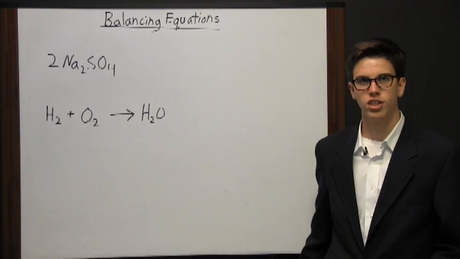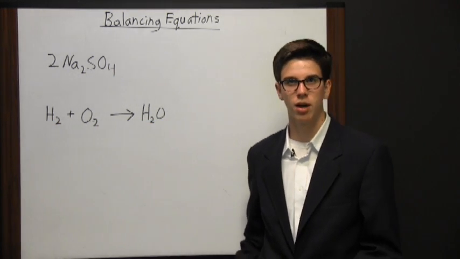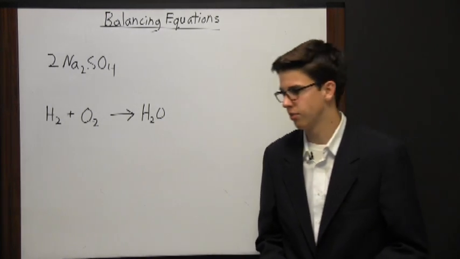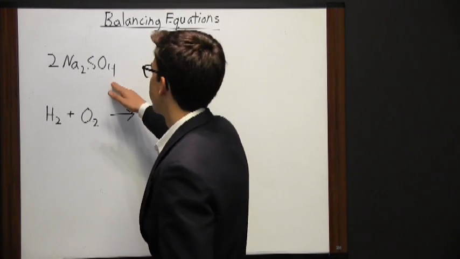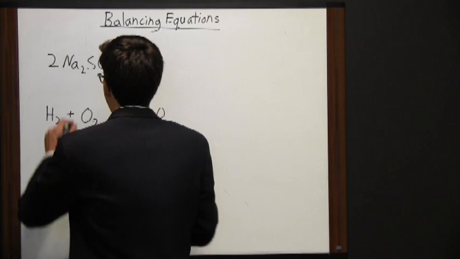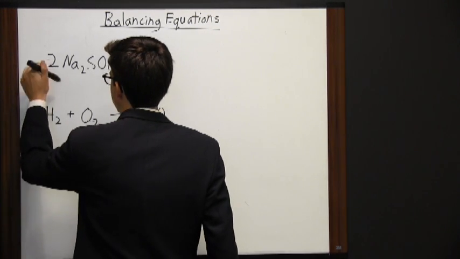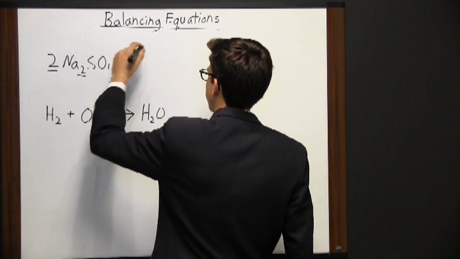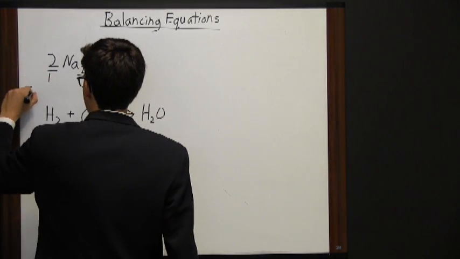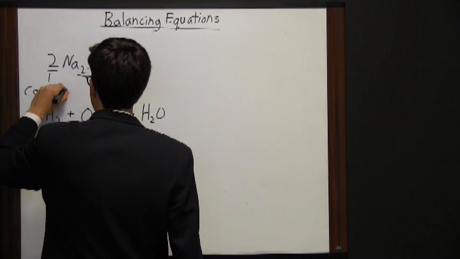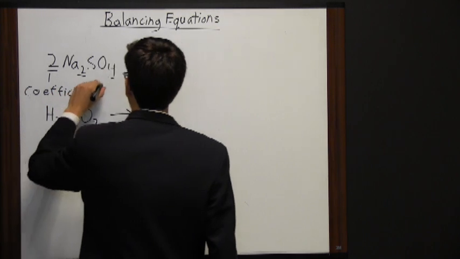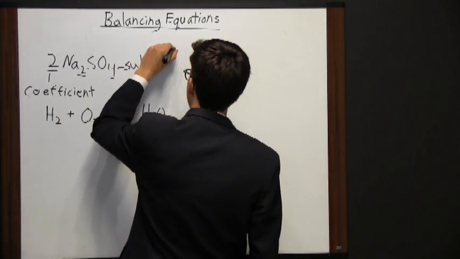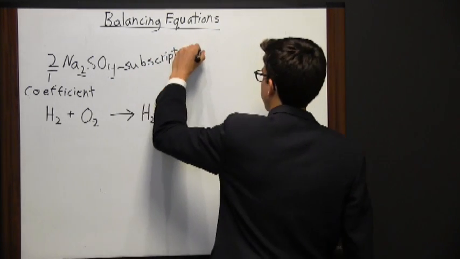In a chemical equation, it is necessary to have the same number of atoms for each element on each side of the equation. So right here, we have a salt. And so we have 3 numbers here. We have a big 2, a smaller 2, and a smaller 4. And so this big 2 right here is called a coefficient. And these smaller numbers are referred to as subscripts. And so they serve different functions.